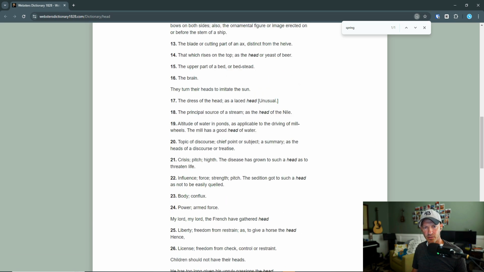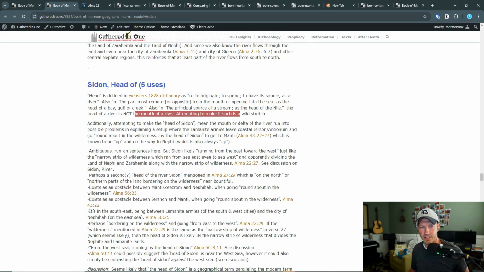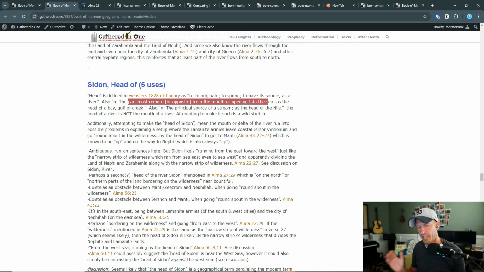Anyway, all that stuff is directly out of here. If you don't believe me, go wade through it yourself. To originate, to spring, to have its source as in a river, the part most remote opposite from the mouth, the opening to the sea. It's right there in the dictionary.